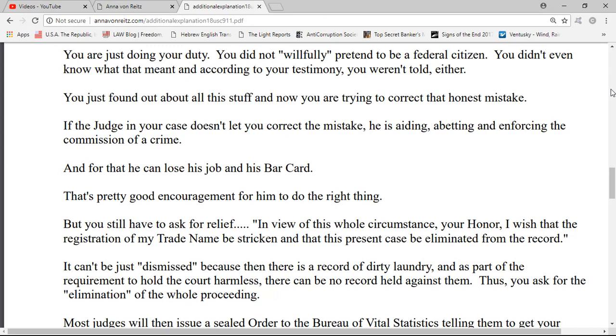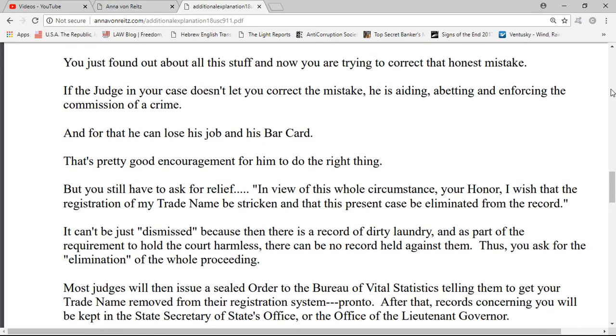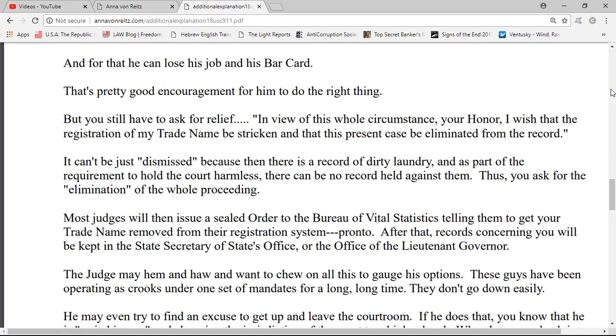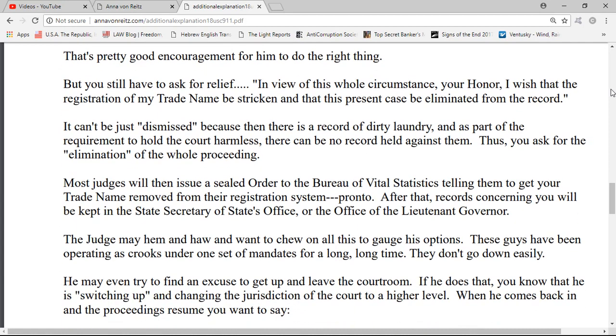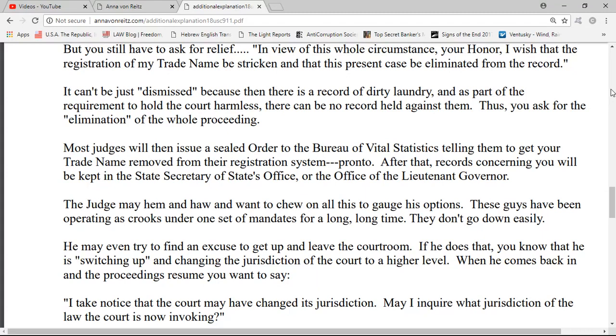You did not willfully pretend to be a federal citizen. You didn't even know what that meant, and according to your testimony, you weren't told either. You just found out about all this stuff, and now you're trying to correct that honest mistake. If the judge in your case doesn't let you correct the mistake, he's aiding, abetting, and enforcing the commission of a crime. And for that, he can lose his job and his bar card. That's pretty good encouragement for him to do the right thing. But you still have to ask for relief.